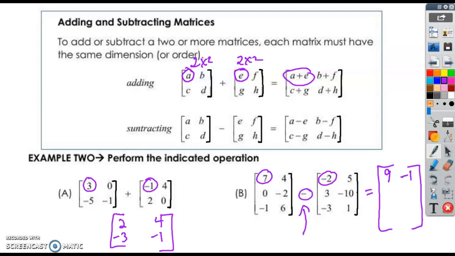0 minus 3, negative 3. Negative 2 minus negative 10. That's negative 2 plus 10, so that's going to be 8. Negative 1 minus negative 3 is the same thing as negative 1 plus 3. That's a 2. And the last one is 6 minus 1, which is 5.